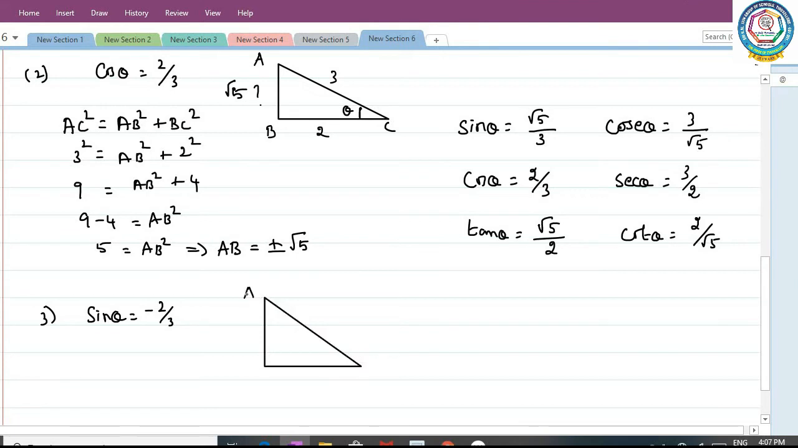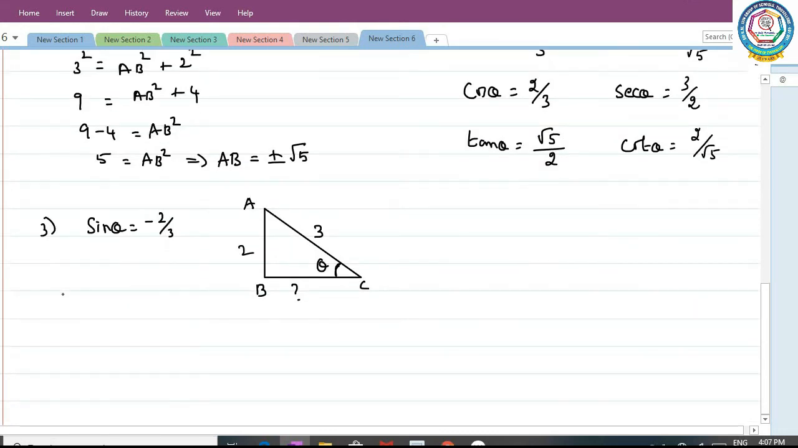So this is A, B, C. So what is the sin theta formula? Here theta represents here. Sin theta is equal to opposite by hypotenuse. Theta represents here. So this is the opposite side. This is the hypotenuse. So we have to find out the adjacent side. What is the Pythagoras theorem? AC square is equal to AB square plus BC square.